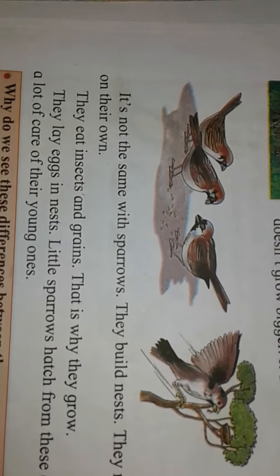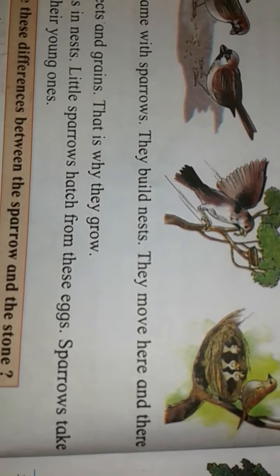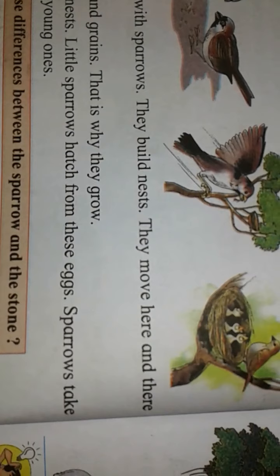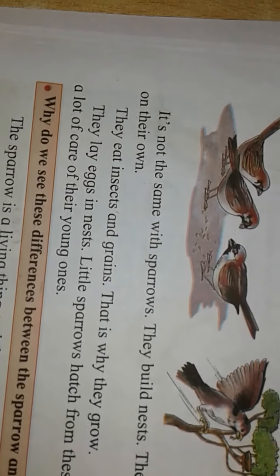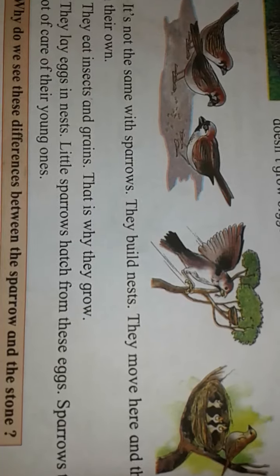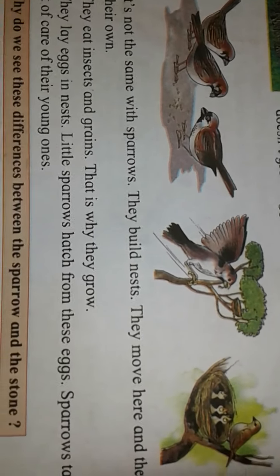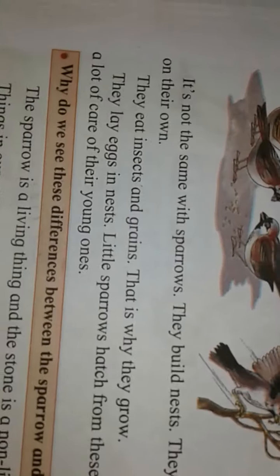It is not the same with the sparrow. They build nests. All the sparrows, small sparrows, you see, they build nests. Their houses are there, and they build their own. They move here and there on their own. It means they can fly. Nobody has to take them. They have wings. They fly with those wings and go here and there. And they build a nest. In that nest, you can see small babies are there, and see, this sparrow is taking food towards the nest so that she and her babies can have it.